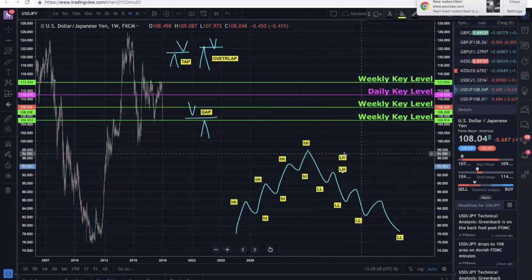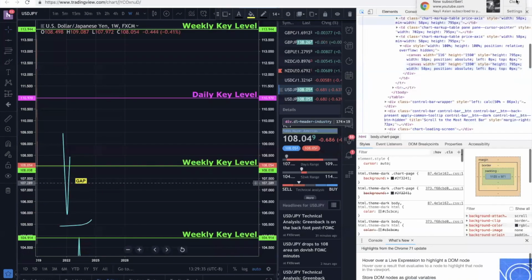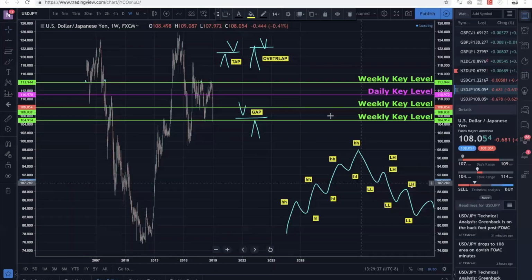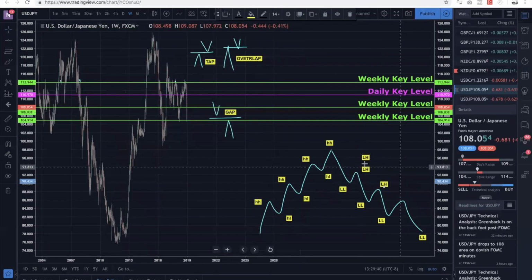So that's a lower high because if you look at the previous high, it's lower. So this is what we want to see generally in an actual downtrend, okay? Okay, cool. So now how do we place this together with the key level? This is how it ties together.